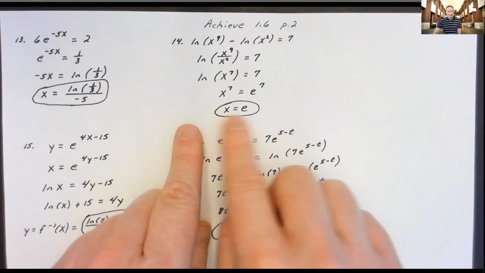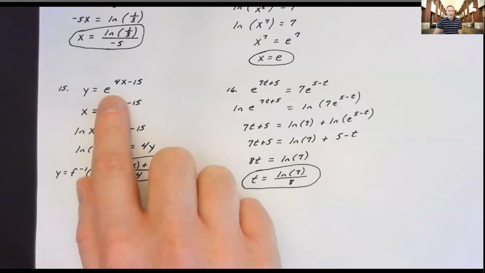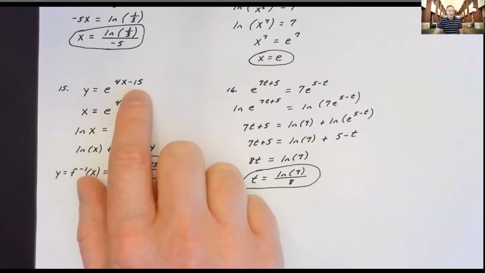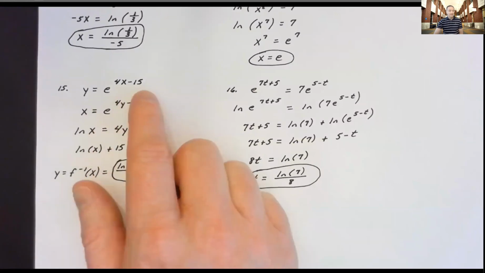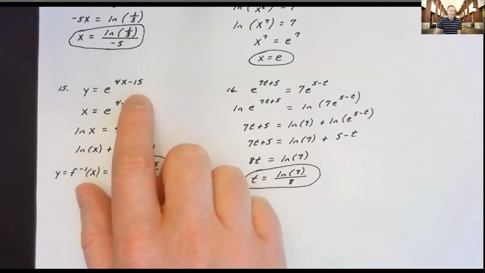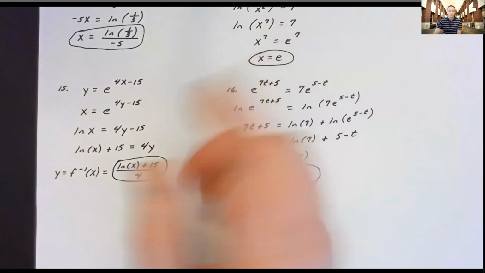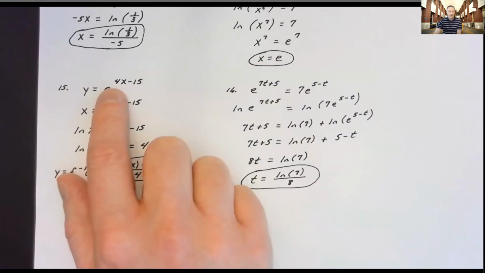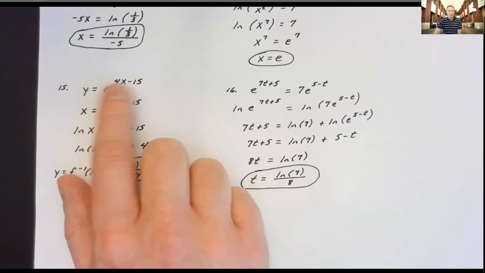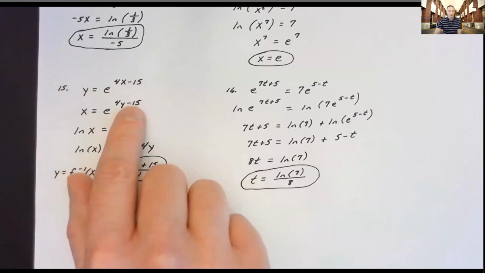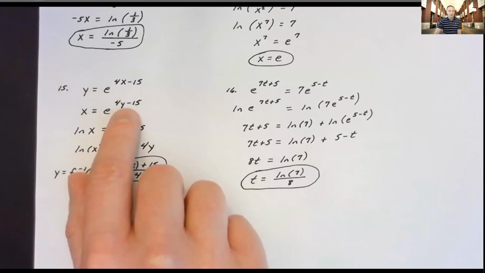Now, when we look at 15, we have y is equal to e to the 4x minus 15. And in this one, it was asking us to find the inverse of this exponential expression. We know the inverse of an exponential is a logarithmic expression. So if I'm finding the inverse, the way I find an inverse is I switch the x and y values and solve for the new y value.